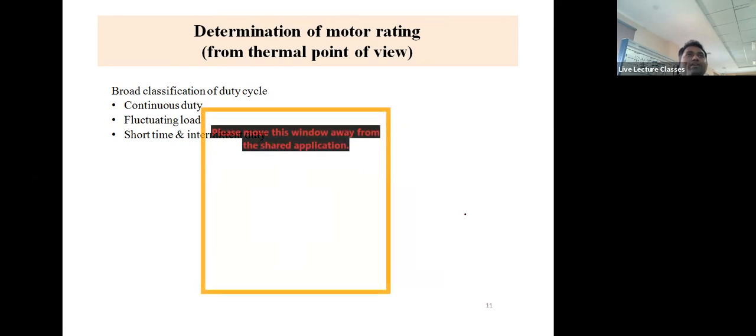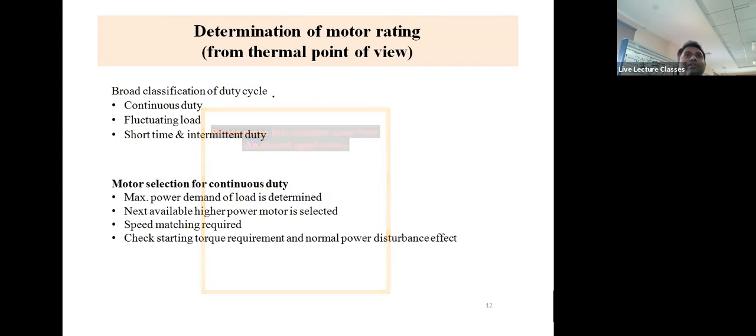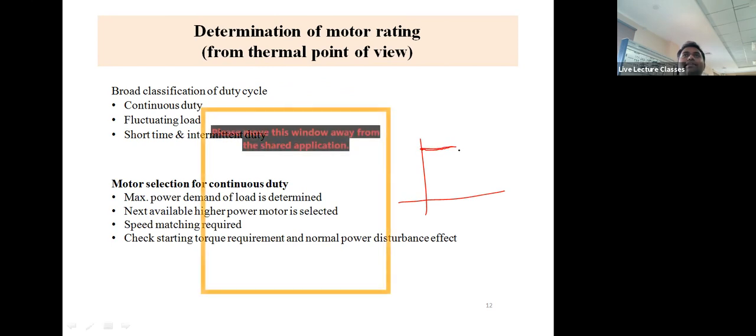So you have to classify as per the duty cycle. See, this duty cycle is not that of the D type. It's not like that power electronics 4 quadrant choppers. This duty cycle is of the load, or how much time the load will be on and off. So motor selection for continuous duty, maximum power demand of load is determined. Say the load requirement is this much high, and then it falls down to this much, and the running load is this much.